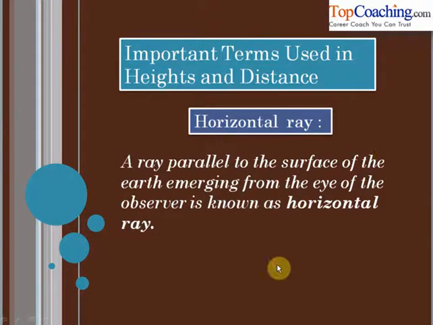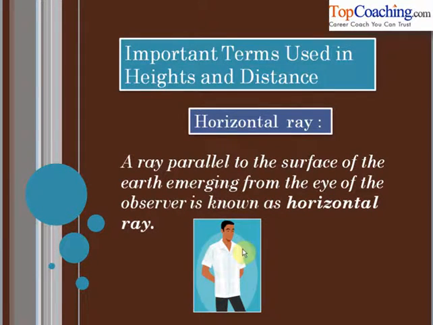So let us say that this is an observer and the ray that is emerging from his eyes and is parallel to the earth is known as a horizontal ray. So this ray is called as the horizontal ray, and it is emerging from the eye of the observer.